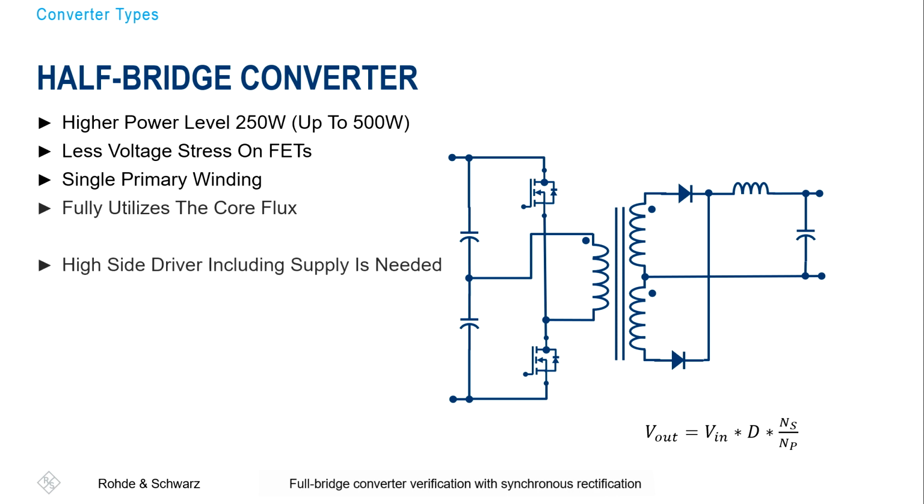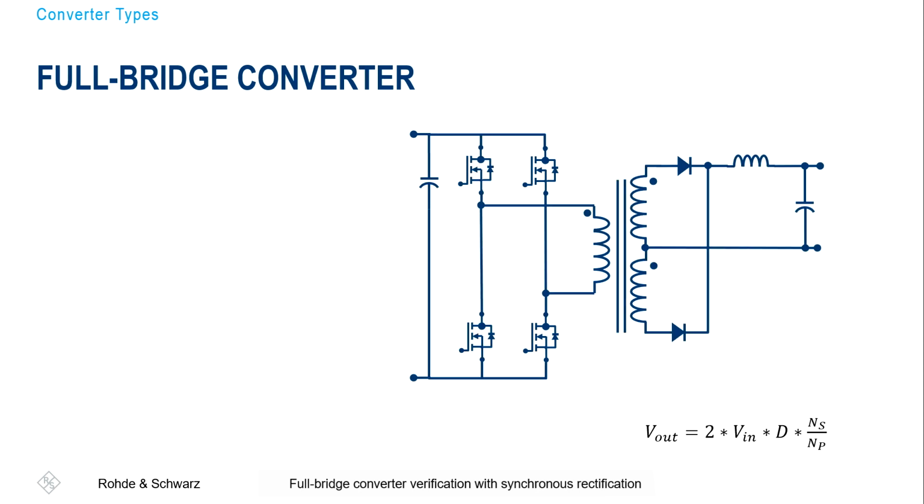The disadvantages are that we need to drive the high-side MOSFET, and we also need a supply for that, and that is sometimes not very easy. So you actually need a high-side supply on top of the switch node. And cross conduction may occur, so you can have a shoot-through when you don't limit the dead time.